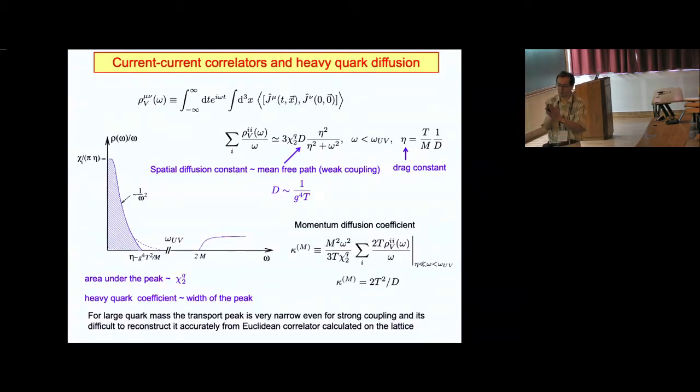So in the heavy quark limit you have a very narrow transport peak, and in the light quark limit the width of the transport peak is given by the coupling constant, at least in the weak coupling. And then you can go to strong coupling, which means that if g is large, the peak could be arbitrarily wide.